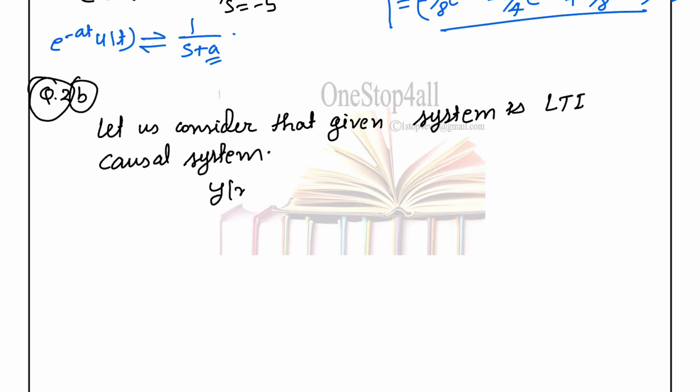And the system given is what? y of n minus 0.5 y of n minus 1 equal to x of n. If this one is not an LTI causal system, then it will not be possible to calculate the stability of this signal, okay.